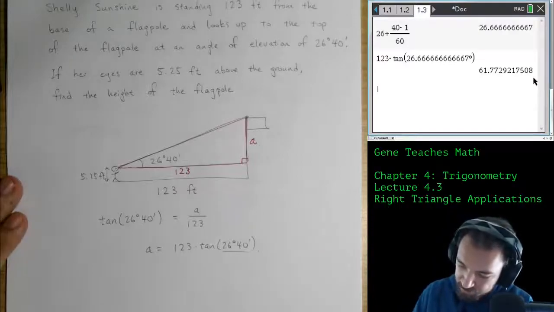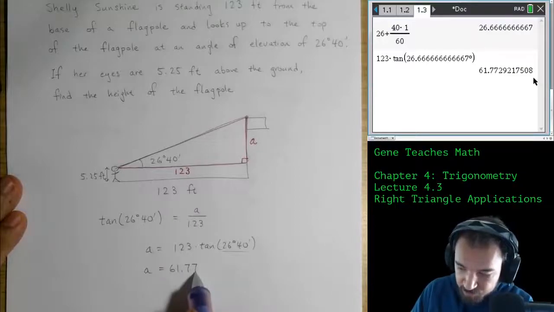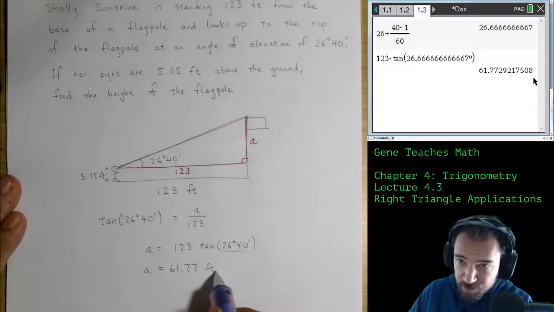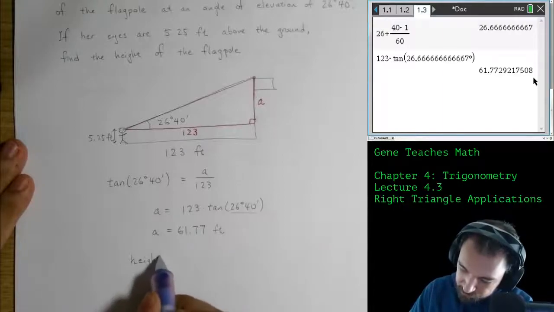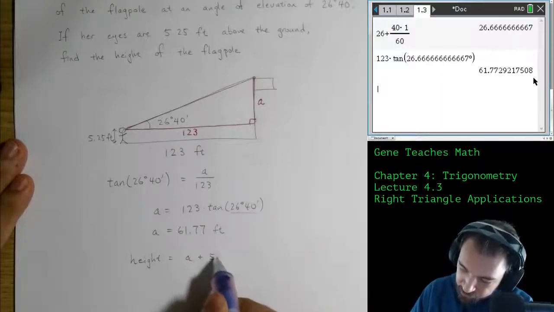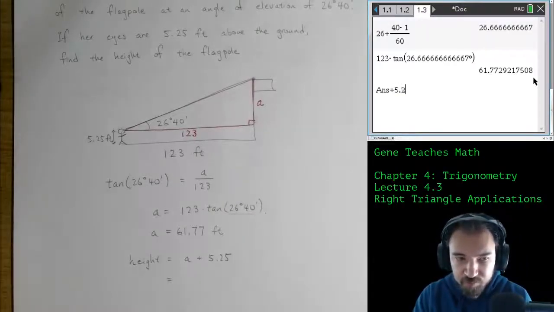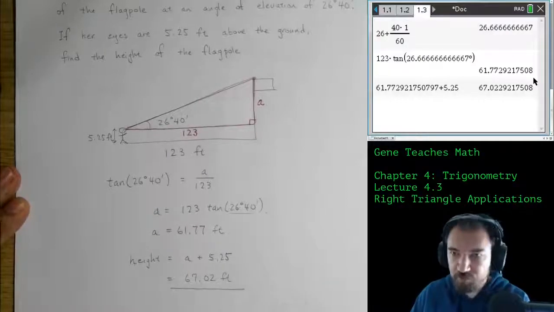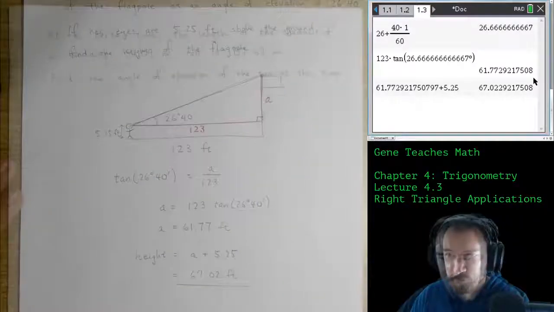So that is A equals 61.77. The units are in feet because our other side length was in feet, which means the height of the flagpole is A plus 5.25 feet, which is going to give me this plus 5.25. Hit the button, is 67.02 feet. And I sort of arbitrarily rounded to 2 decimal places because I felt like it, mainly because they gave me 2 decimal places there.